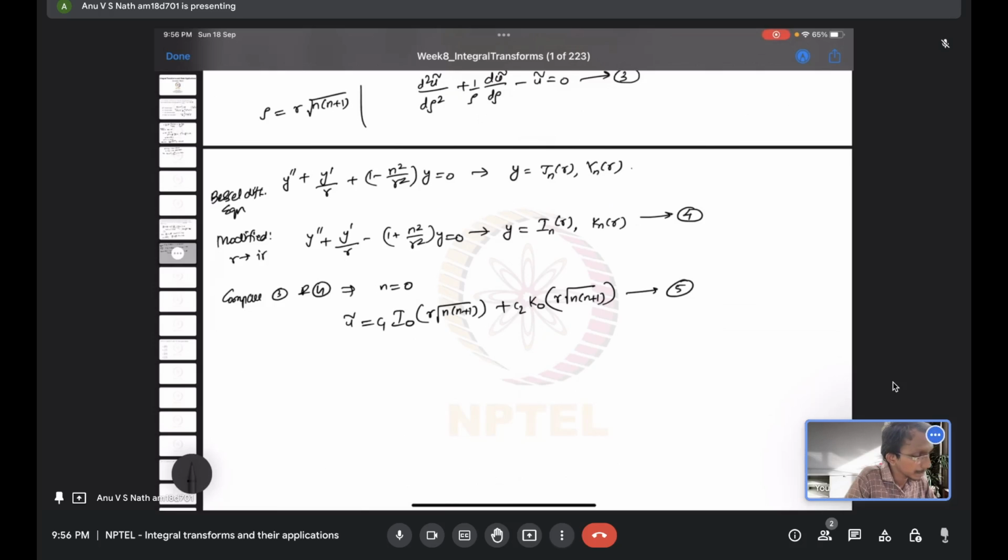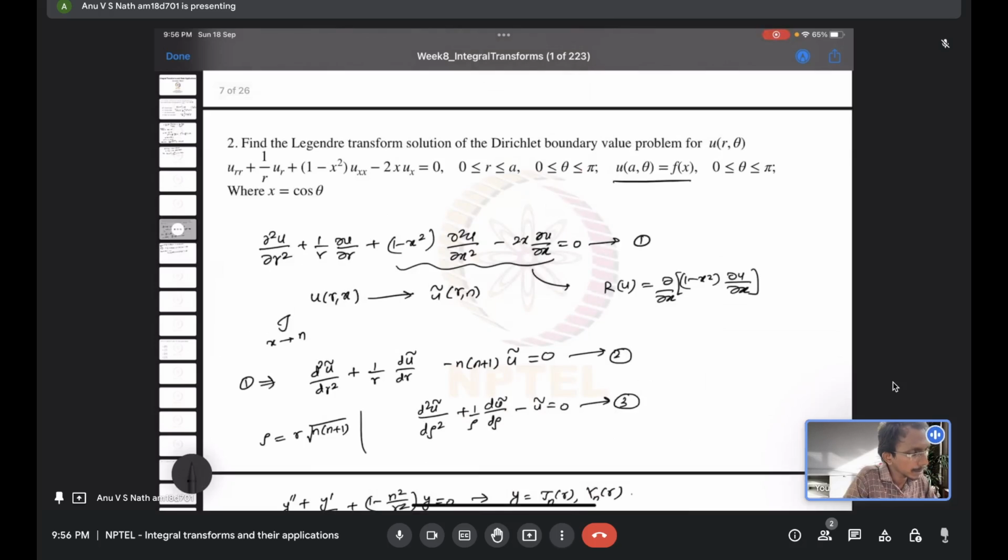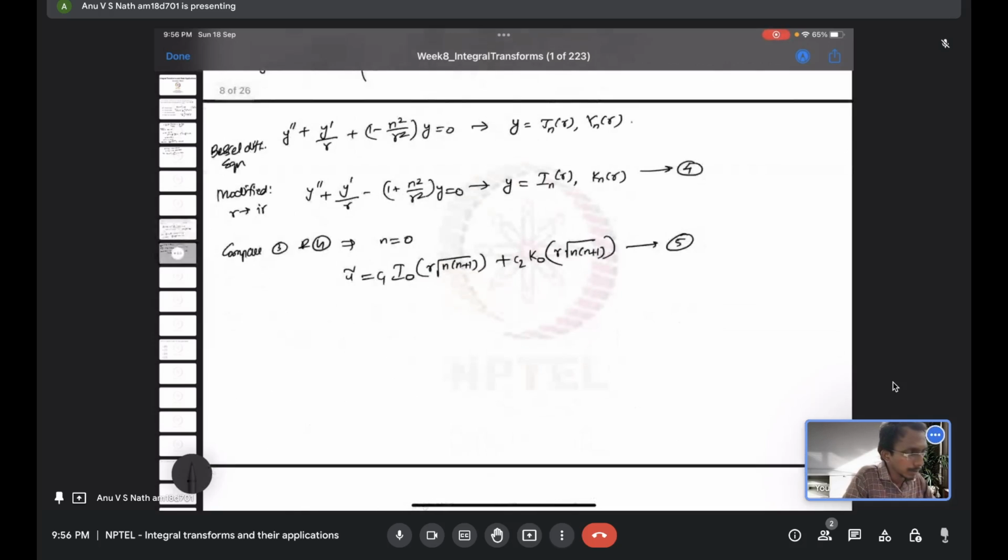So the boundary condition is given at u of a comma theta. It's like the value of u at r equal to a, and at any theta, is given as f of theta. So that is a boundary condition at r equal to a. But at r equal to 0 also we need to apply a boundary condition, because we need two boundary conditions to solve for the constants C1 and C2. But only one is given, so where is the other one? That's why I told you we should remember that it should be a bounded solution.